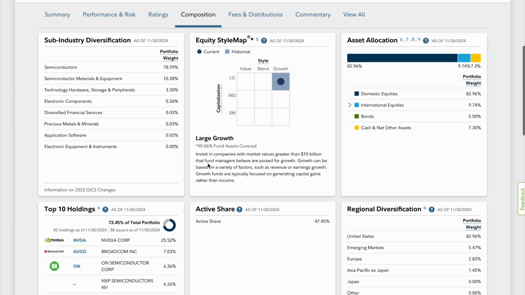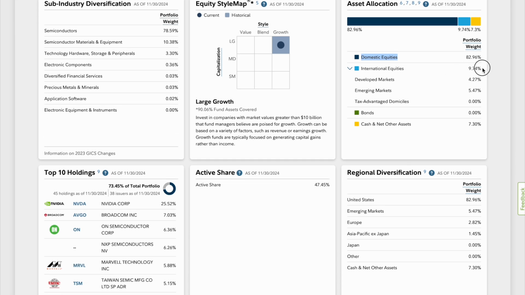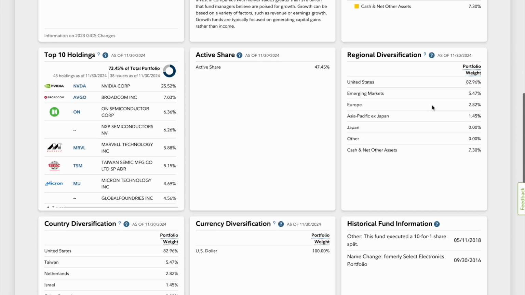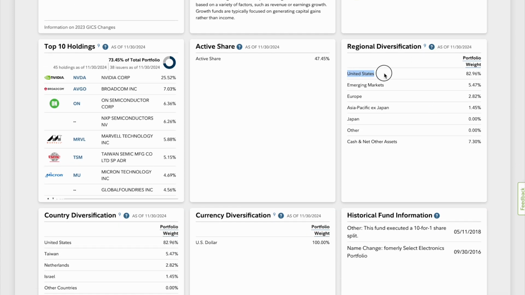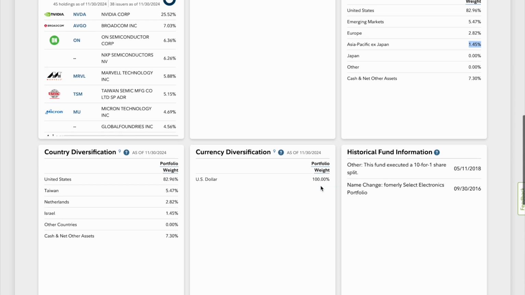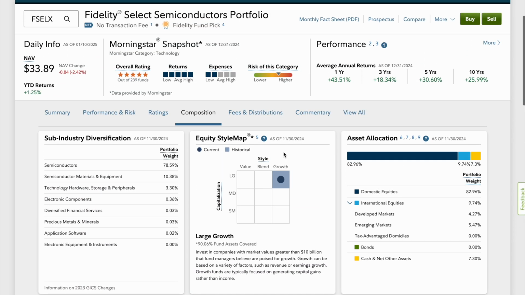Now, what I like about this fund is you don't just get domestic equities. You get the Taiwan Semiconductors, which accounts for a large percentage of this fund. So you have 9% in international equities compared to the domestic equities at 82.96%. And you get that regional diversification of not just United States companies, which accounts for about, let's just round up to 83%, emerging markets 5.4%, Europe 2%, and then Asia, Pacific, ex-Japan 1.45%. You can see you're getting a lot of bang for your buck here.